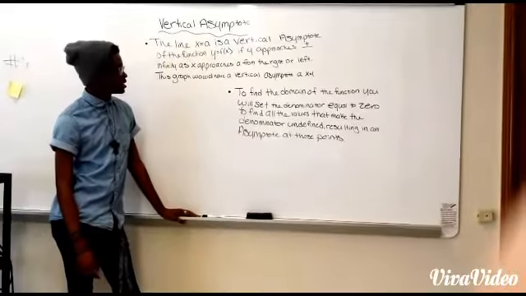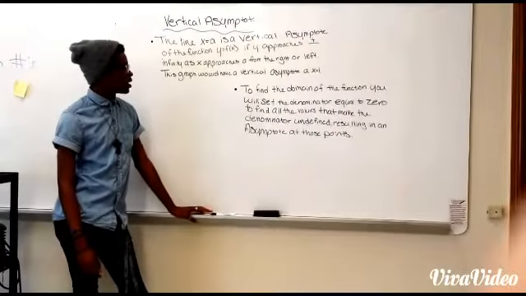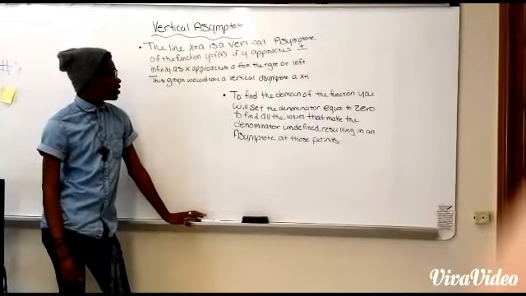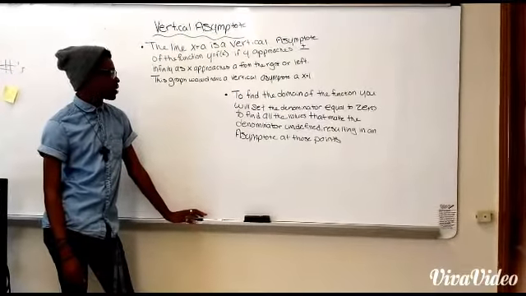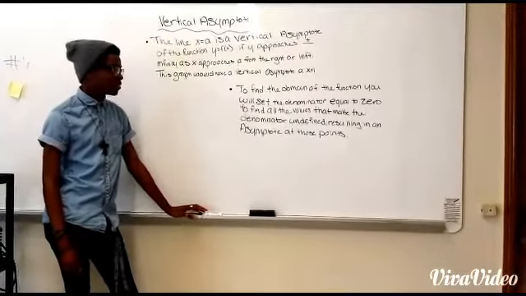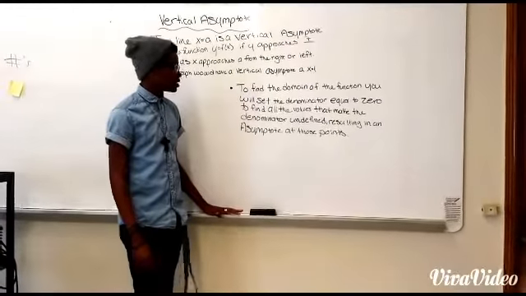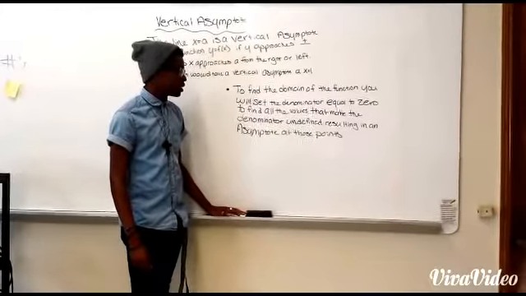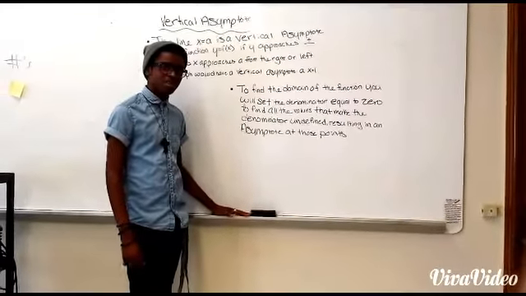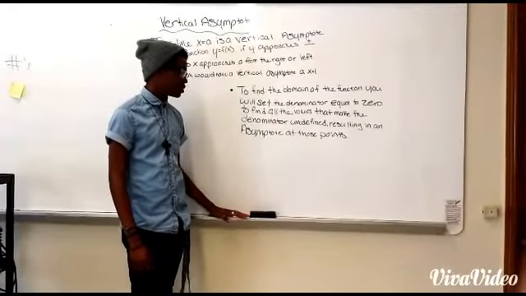The line x equals a is a vertical asymptote of the function y equals f of x if y approaches positive or negative infinity as x approaches a from the right or left. This graph would have a vertical asymptote at x equals a. When you're finding the vertical asymptote, you set the denominator equal to 0 and find all the values that make the denominator undefined, resulting in an asymptote at those points.